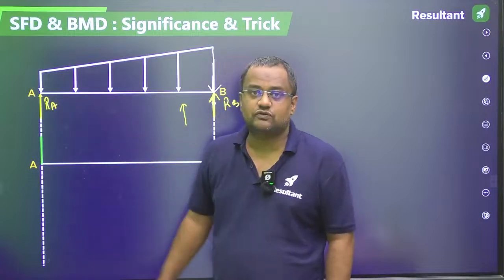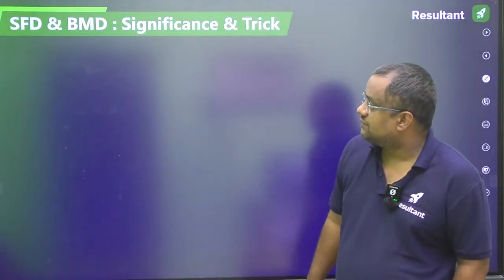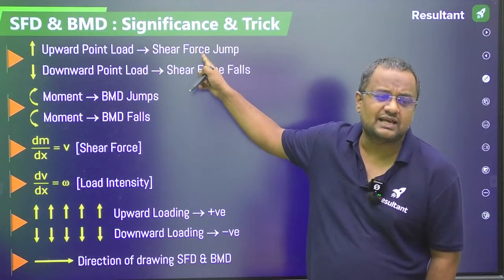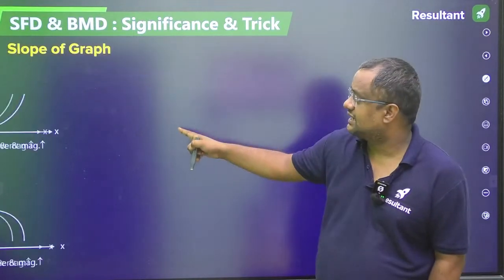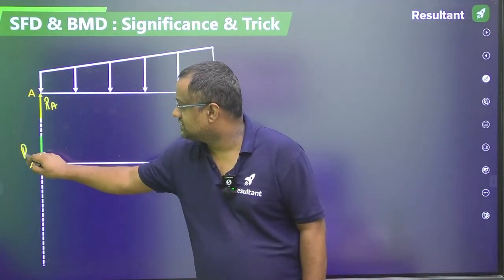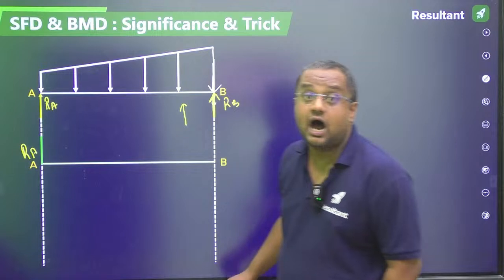Upward point load RA, shear force jumps. Upward point load, shear force jumps, na yaar. So upward point load RA, shear force jumps. So the point load is RA, shear force jumps by RA.